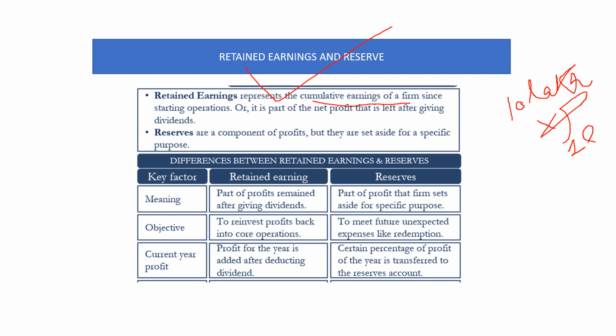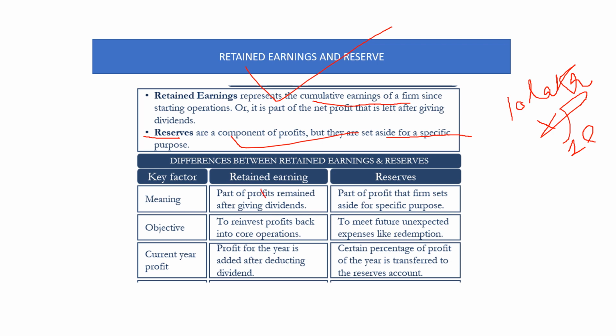Okay, now they are a component of profits. Reserves are a component of profits, but they are set aside for a specific purpose. That is, every year you are maintaining the reserve out of your net profits. This is separate. This is cumulative, and this is every year you are taking out that profit out of the income. Now let us understand the difference.